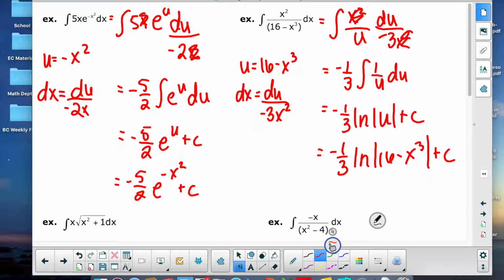Would those absolute value bars be necessary for this particular function? The question is, does the inside have the potential to be negative? Yes. I'm subtracting an x, and it's a third power. So that has potential to go from positive to negative, right? So that definitely has a potential to be negative, so we want the absolute value bars. It's better to have them and not need them versus not have them and need them. Does that make sense to you?